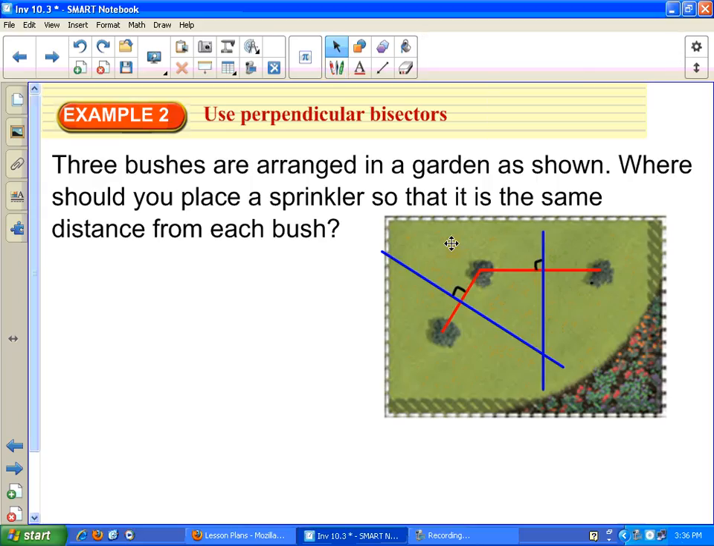You can't see. So now we know where to place our circle. We're going to put that right where they intersect. That's where we're going to put our sprinkler. That's going to equally hit all 3 bushes.